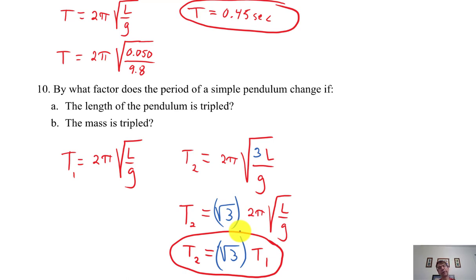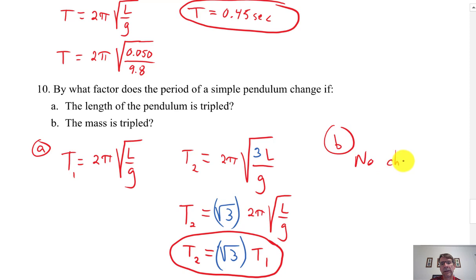It'd be the square root of 1/3. So we didn't have to do that. The other problem, you had to do the frequency. This one's just period. Now, part B here, that was part A. Part B, what if you triple the mass? Well, kind of a trick question. No change in period.